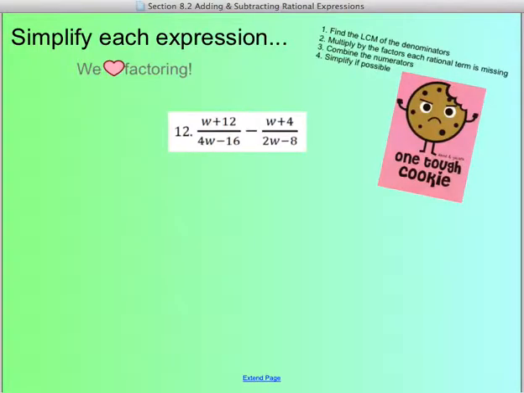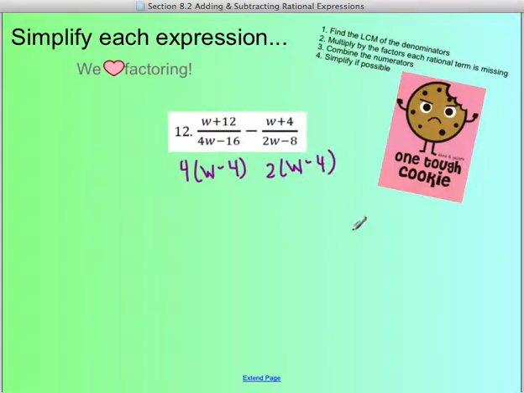All right. So we move on to example 12. This is where we have our polynomials, so we need to go ahead and factor. I'm going to factor my denominator for example 12. So I can factor out a 4, so I would have 4 times w minus 4. And in this denominator, I can factor out a 2, so I would have 2 times w minus 4.